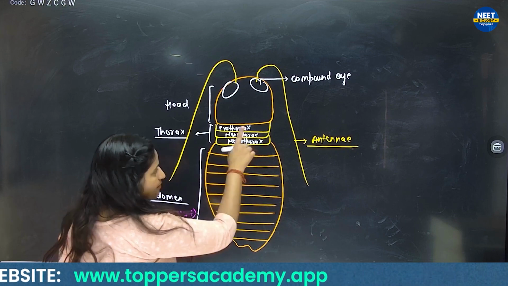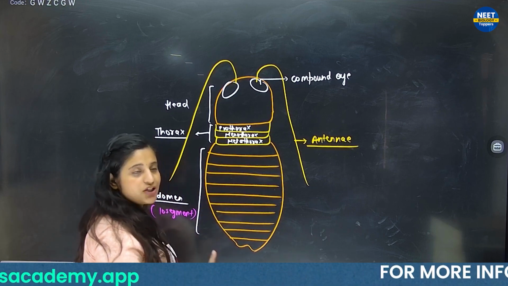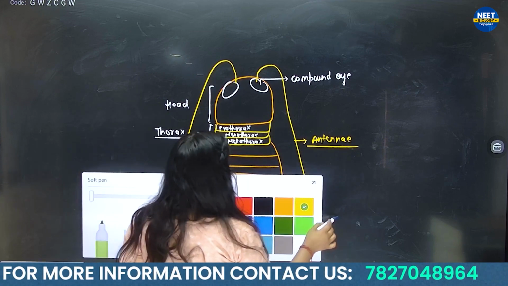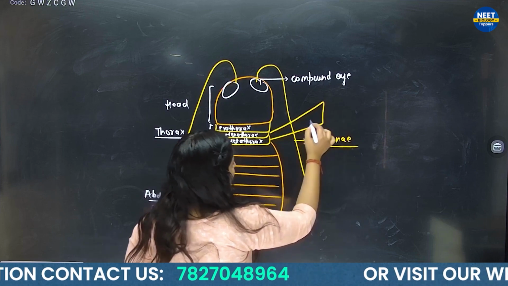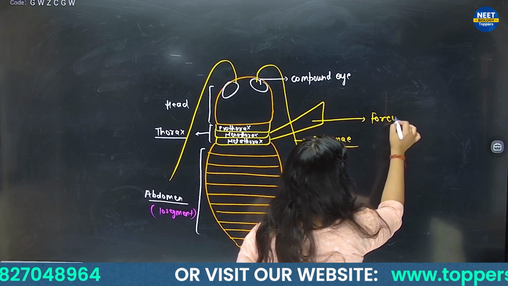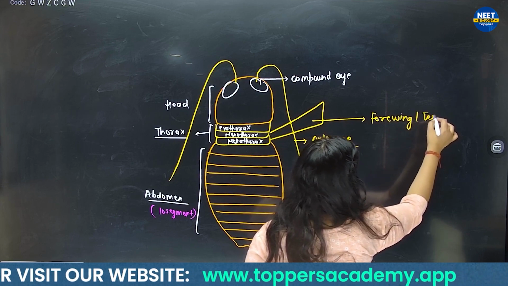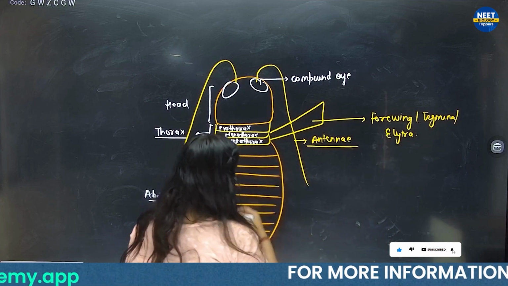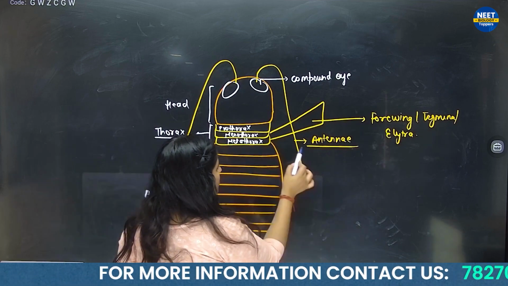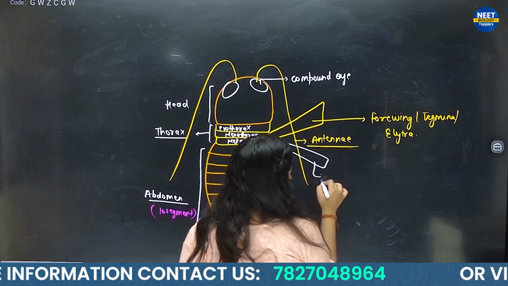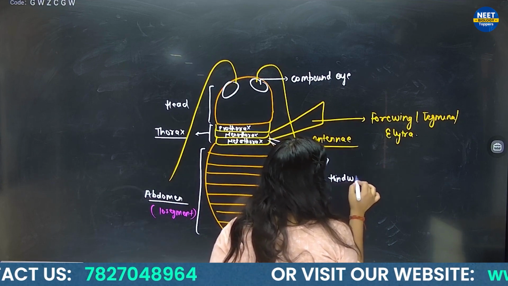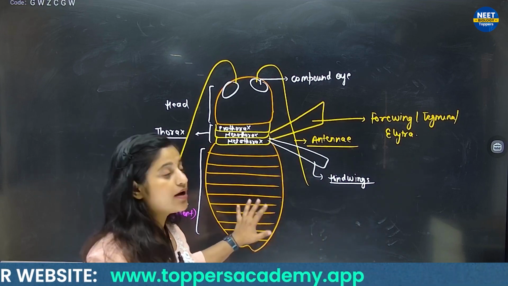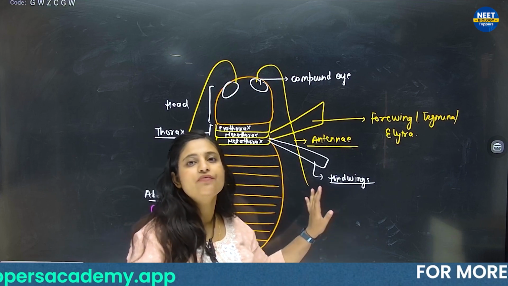From the mesothorax, one pair of wings is attached, and from the metathorax, one pair of wings is attached. See here, from the mesothorax, one pair of wings is attached, which is known as the forewing. Forewings are also known as tegmina, and tegmina are also known as elytra. Next, from the metathorax, one pair of wings is also attached, which is known as the hind wing. This forewing is responsible for protection. They just cover the abdominal part, but the hind wings are responsible for flight.